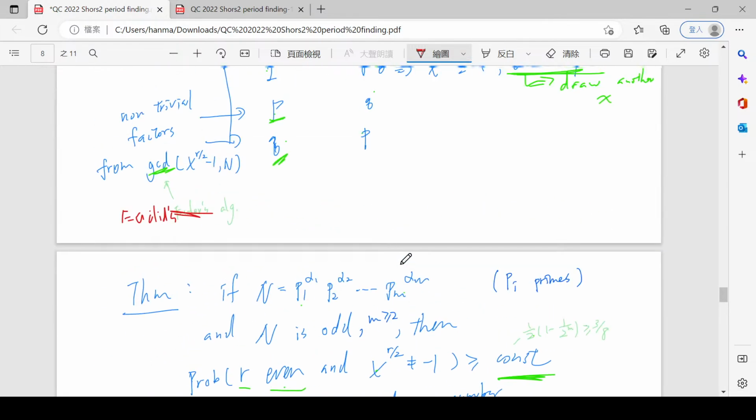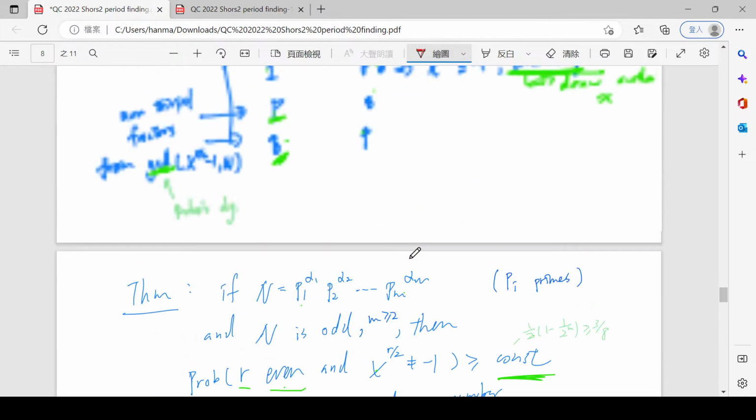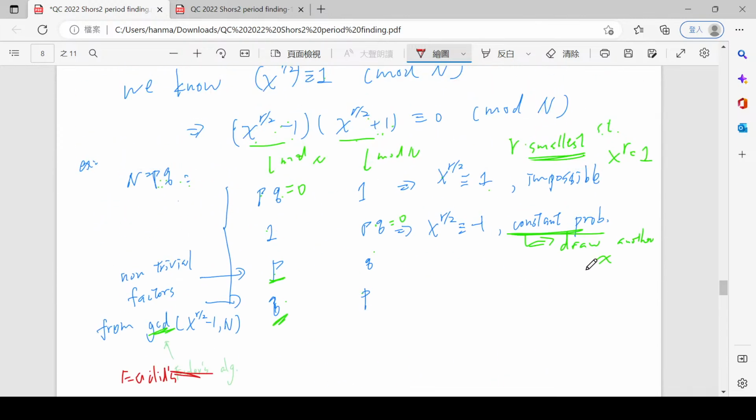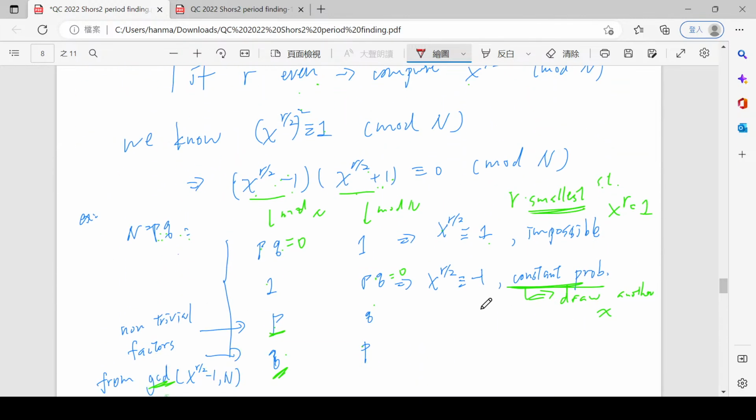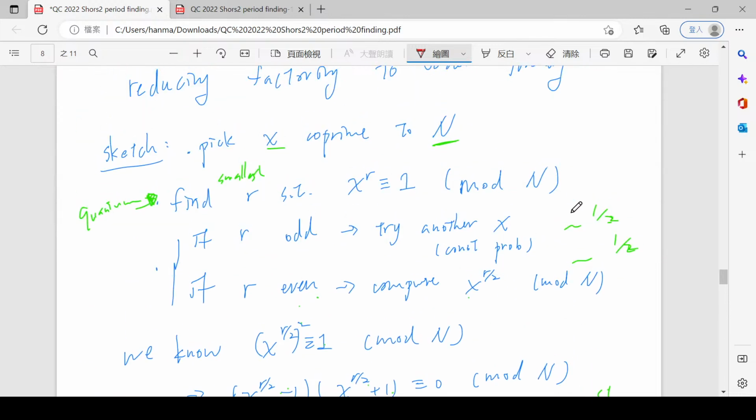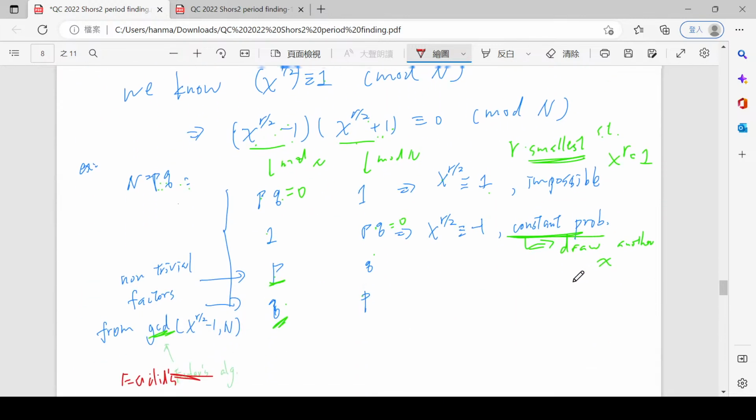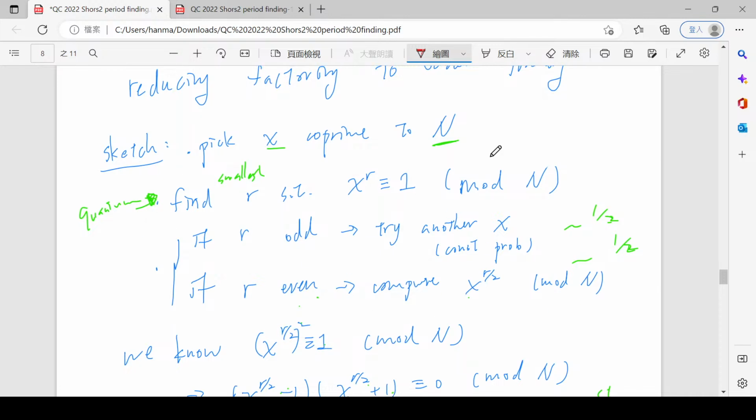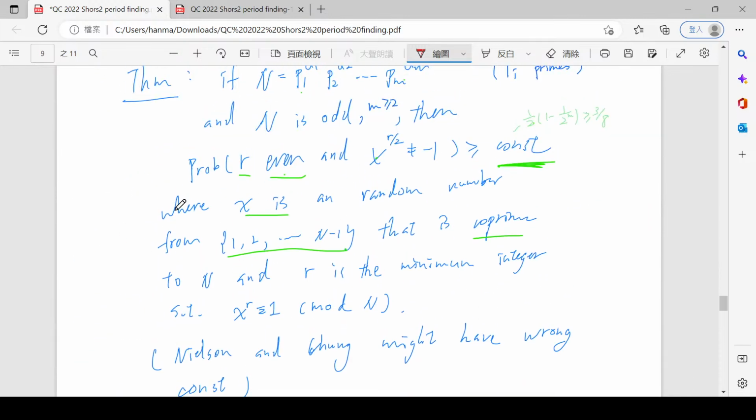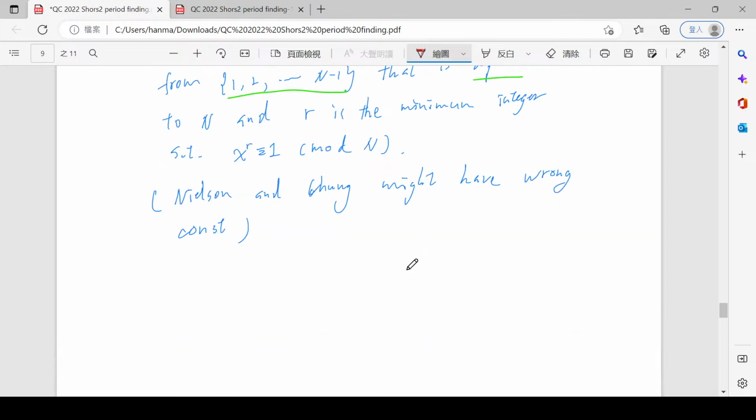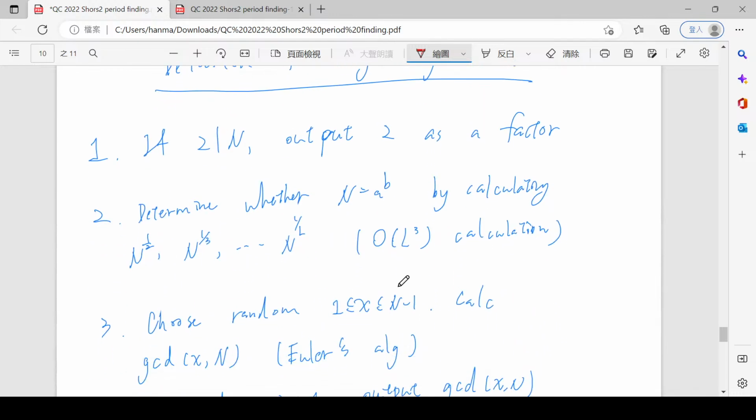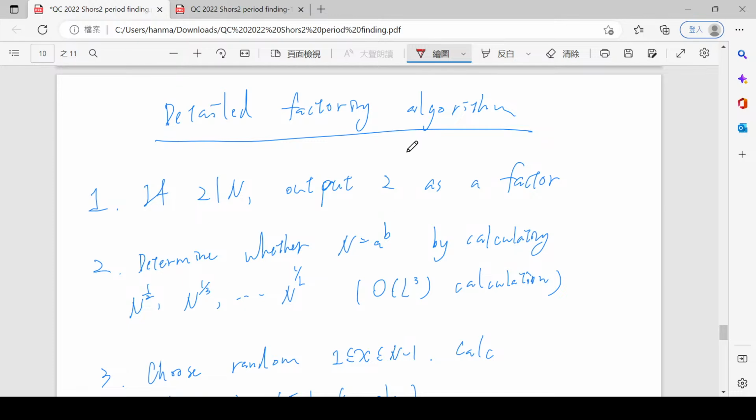And here we have yet another case. We won't go into detail, but this best case is constant probability. So you just need to draw a constant number of x to get a good x with constant probability. Any questions so far? If not, then let's have a total summary of the factoring algorithm.